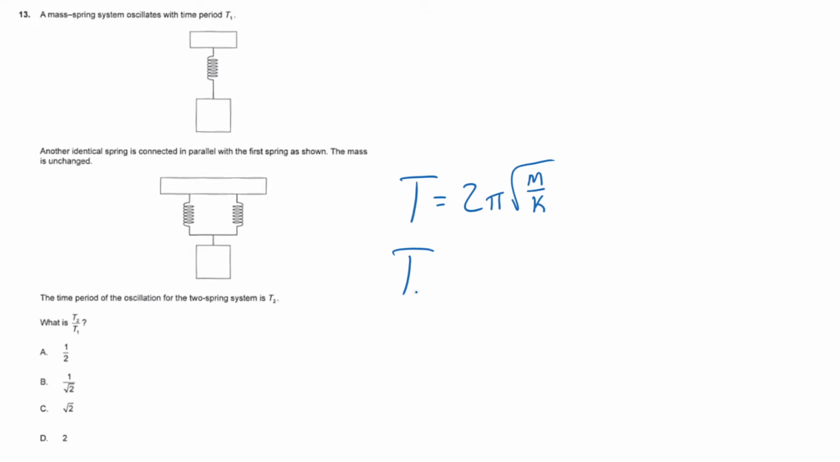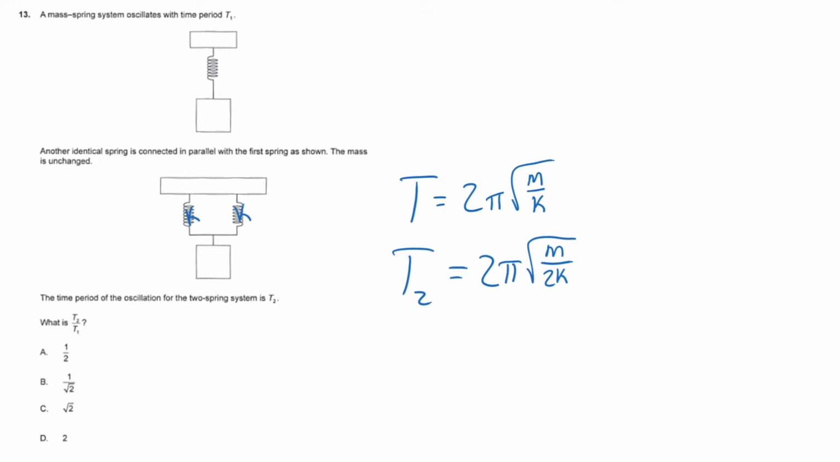So T sub 2 is going to equal 2 pi times, well, the mass is the same as m, but this time the spring constant is different. It is 2k. So when we have two identical springs, and assuming the spring constant is k, and they're connected in parallel, then their effective spring constant is just going to be the addition of the two, which is 2k. Right? The system is going to be much stiffer. It's going to oscillate faster.